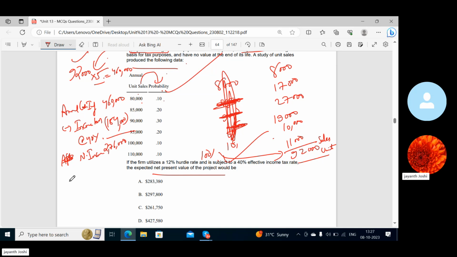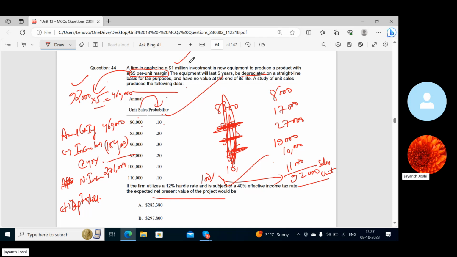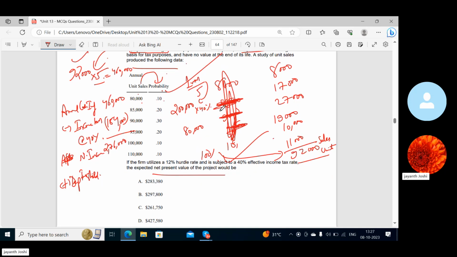Now we are going to add the depreciation tax shield to make it cash inflows. So if you add depreciation to net income, it becomes cash flow, right? 1 million divided by 5 is how much? 2 lakh. Into 40% to get the shield, 80,000. Because 1 million divided by 5 gives annual depreciation of 2 lakhs, and annual depreciation times the tax rate is the tax shield, right? Then we get the net cash inflows of 3,56,000.